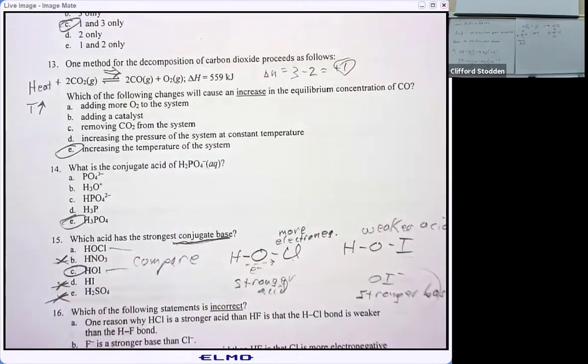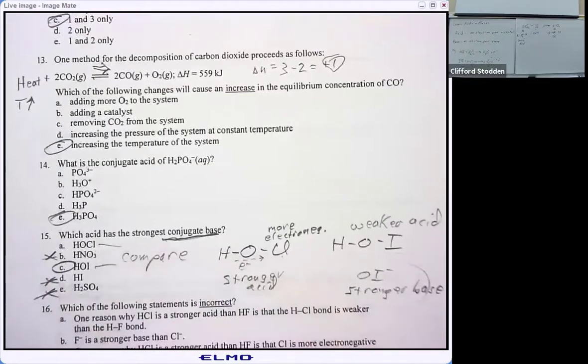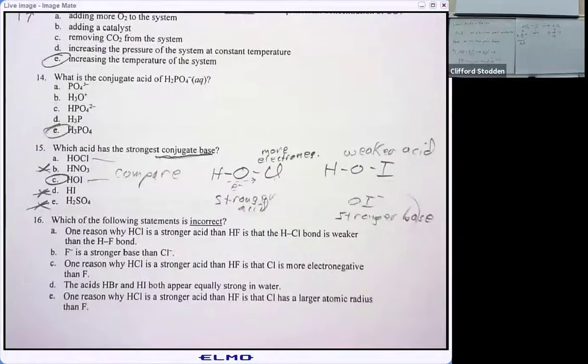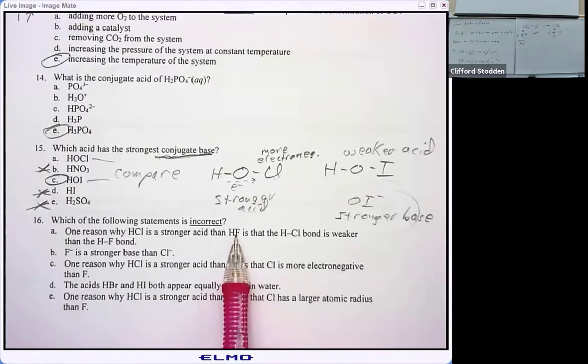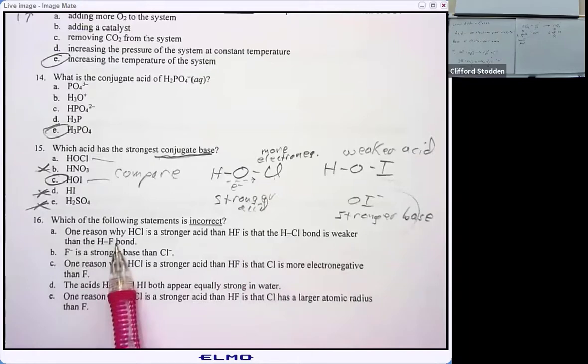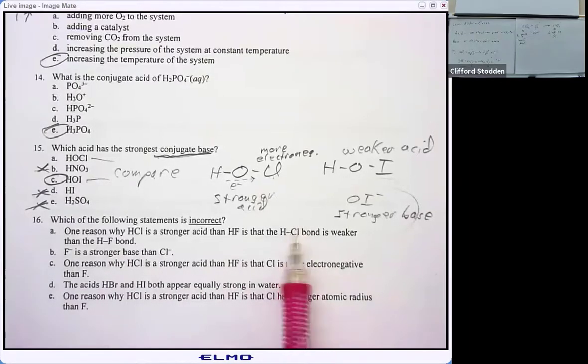That's a pretty complicated question. Lot to understand in here to get it right. Number 16, which of the following statements is incorrect? This also has to do with the structure of acids and their strength. It says HCl is a stronger acid than HF, which is true, and it's because the HCl bond is weaker than HF, which is true. So that's a true statement. The weaker the bond, the stronger the acid.